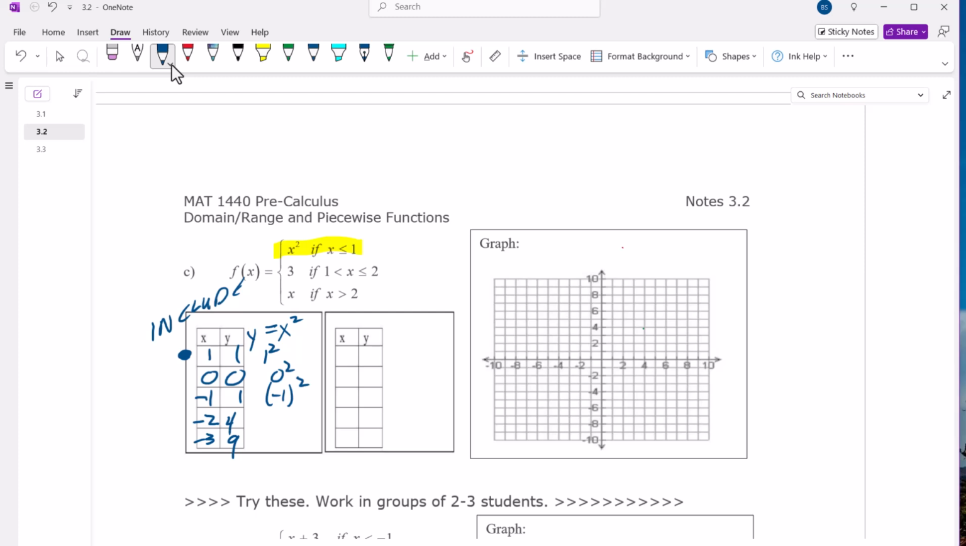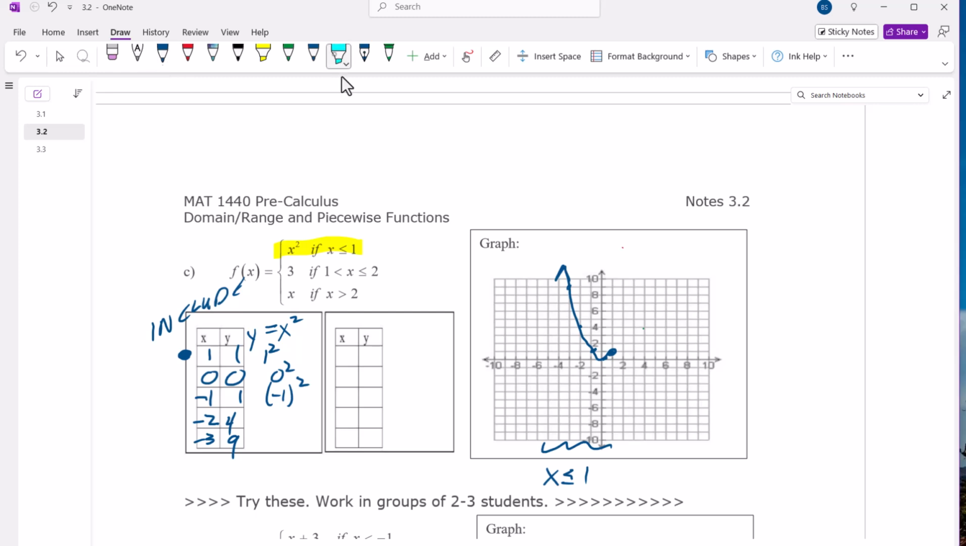So we're going to plot the point 1, 1 with a solid dot. 0, 0, everything is solid. -1, 1, -2, 4, -3, 9. And again, this graph only goes to the left because the graph said that x is less than or equal to 1. So when x is bigger than 1, you're not graphing that x squared, you're graphing something else.